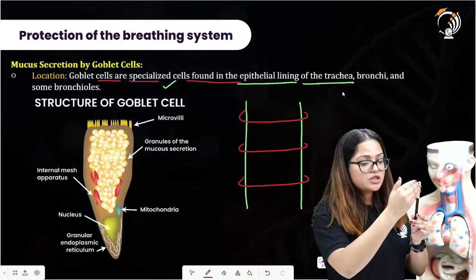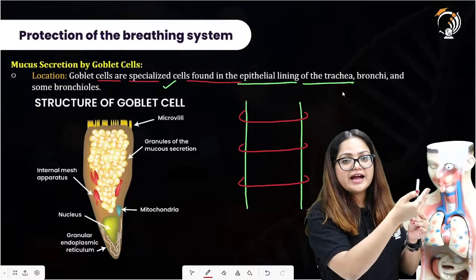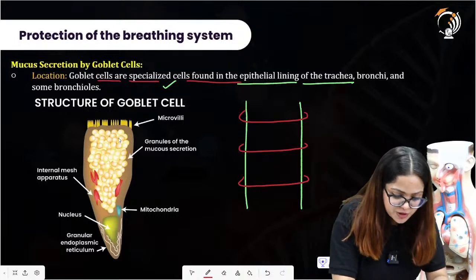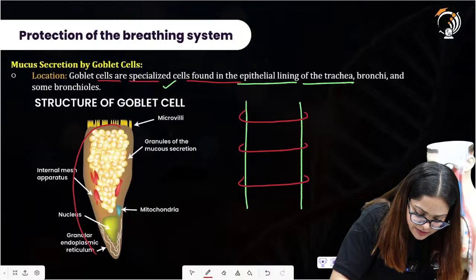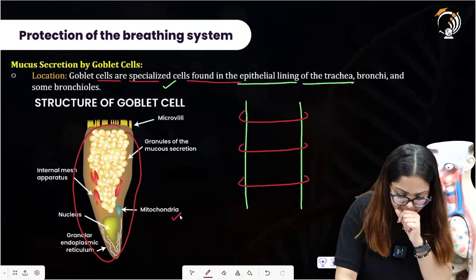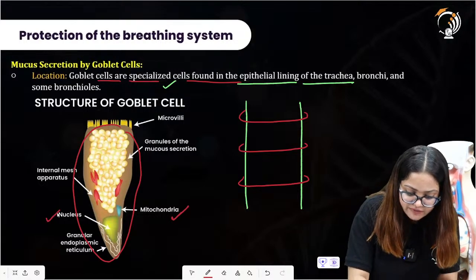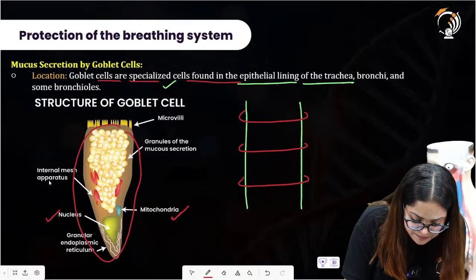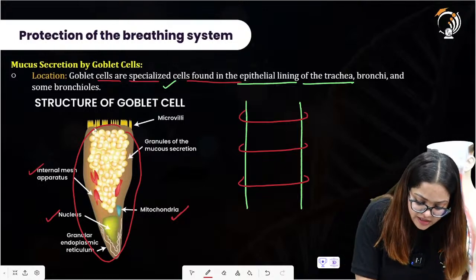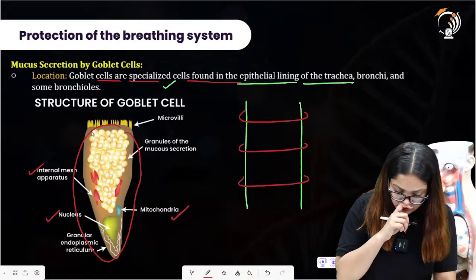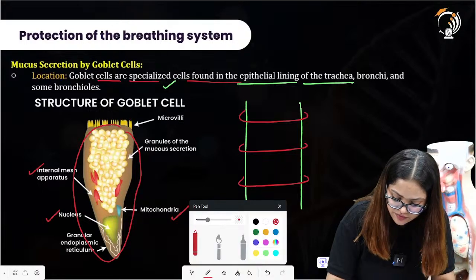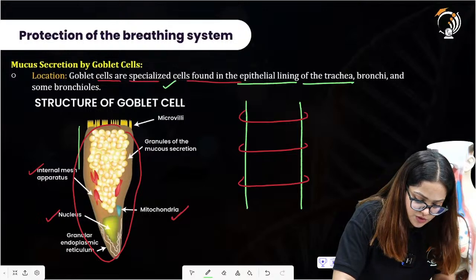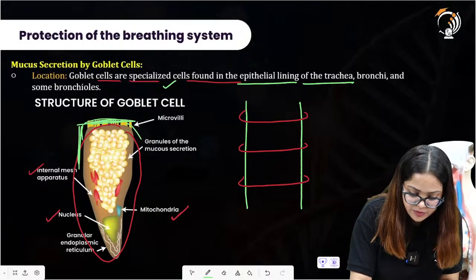This mucus was produced by the cells located behind it. The goblet cell is producing mucus. This is how the goblet cell looks. It has mitochondria, a nucleus, and an internal mesh apparatus, and it releases the mucus on its surface. This is the mucus produced by the goblet cells.